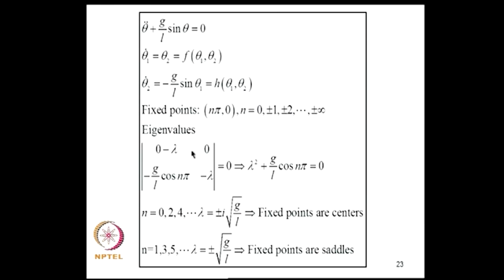Now, for the eigenvalues, all the fixed points can be written as n pi, and by assigning different values to n we can approach different fixed points. So, we will keep it as n pi, and if we perform the analysis we get this to be the characteristic equation, and for even n the fixed points are centers. So for 0 and even numbers, for example the origin is a center. For n equal to 1, 3, 5 etc., the fixed points are saddles.